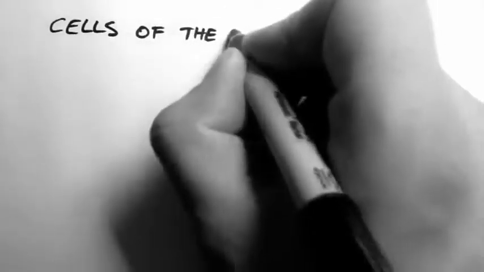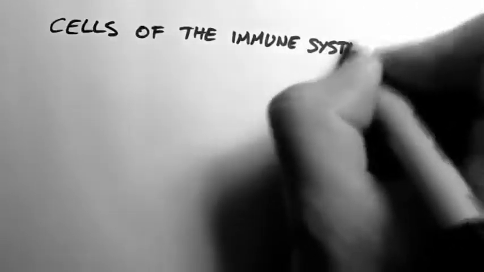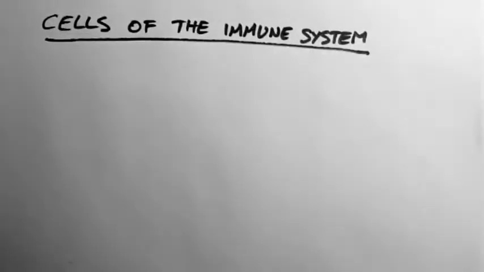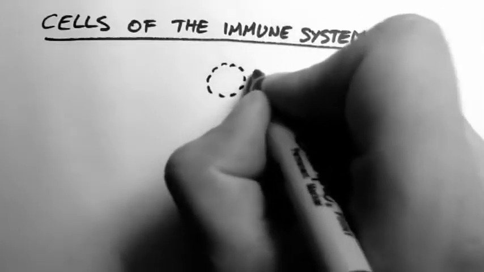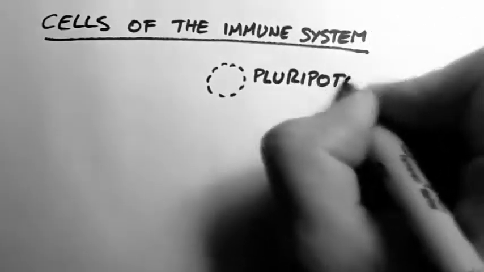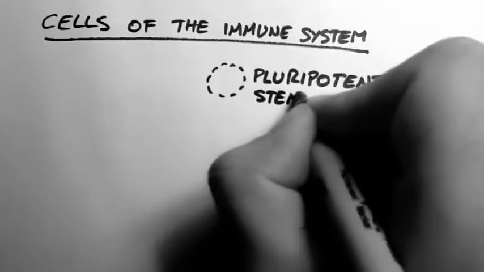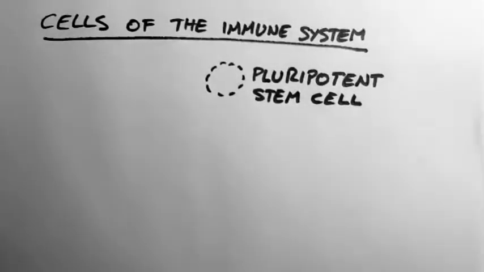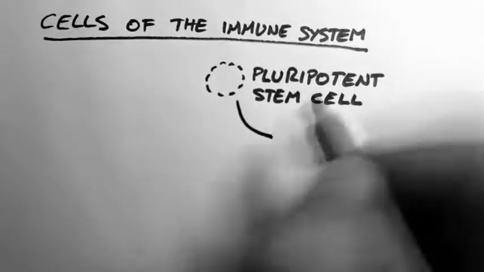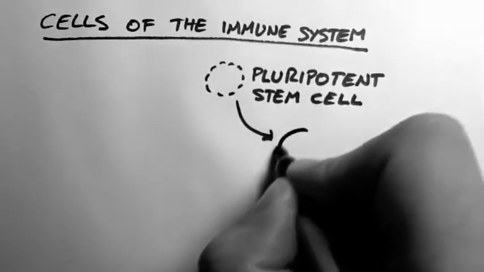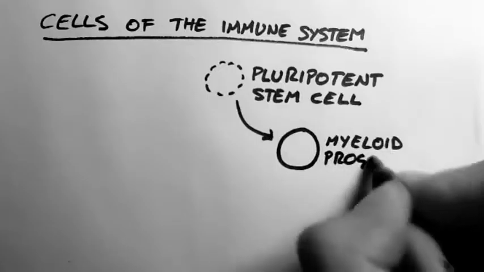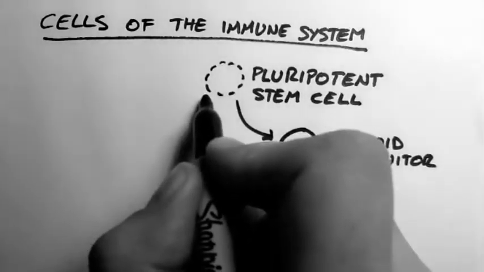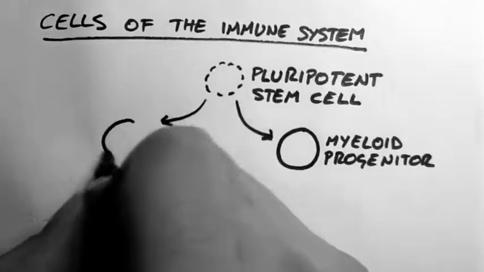In this video, I'm going to talk about the cells of the immune system. This video is really going to be about the development of these cells. Now they all start with a pluripotent stem cell. And then this pluripotent stem cell can become other types of cells. It could become a myeloid progenitor cell, or a lymphoid progenitor cell.